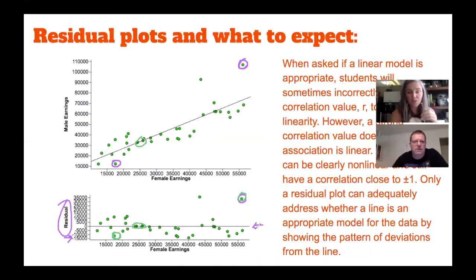So here's why this is significant for us. Sometimes we get a model, we think it looks pretty good. We get an R value that we think looks pretty good. And we don't check the residuals. Well, we don't know if there was potentially a better model, right?